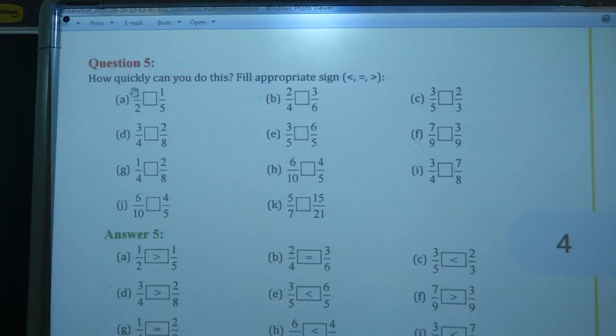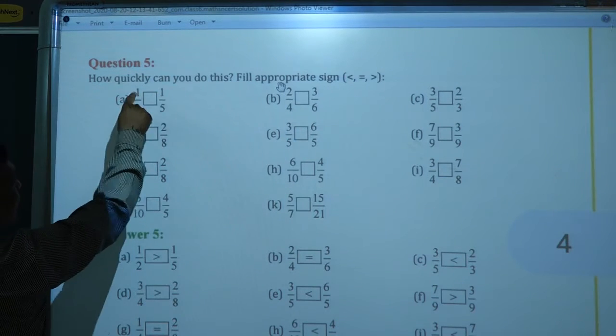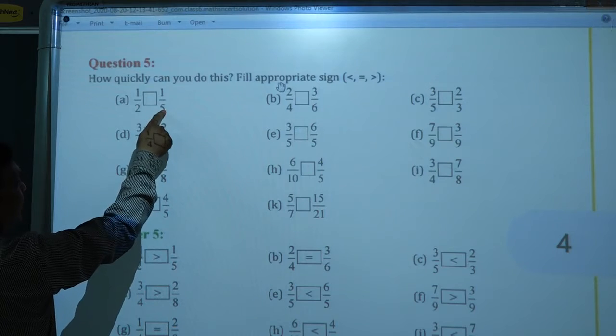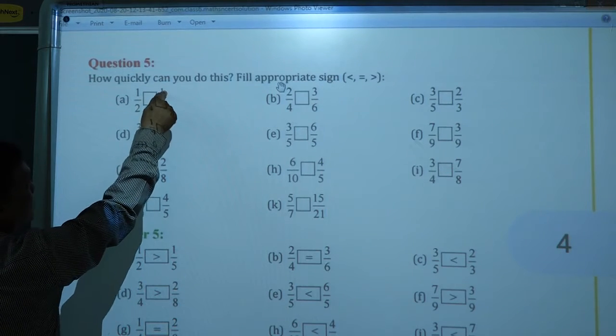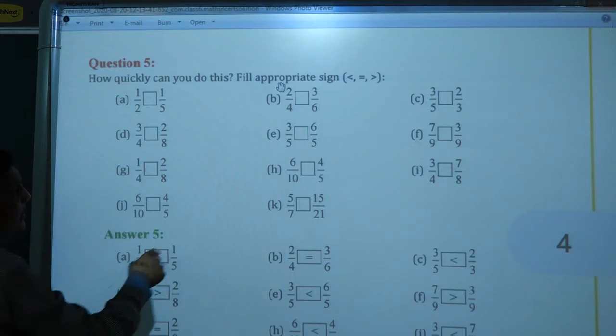Now, how quickly can you do this? Fill the appropriate sign: greater than, equal to, and smaller than. Now we have to do it quickly. 1 upon 5, 1 upon 2. Which one is the greater? 5 1s are 5, 2 1s are 2. So 1 upon 2 is the greater.